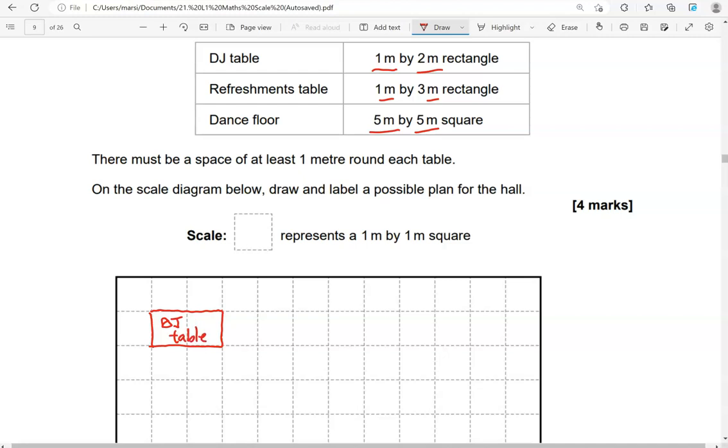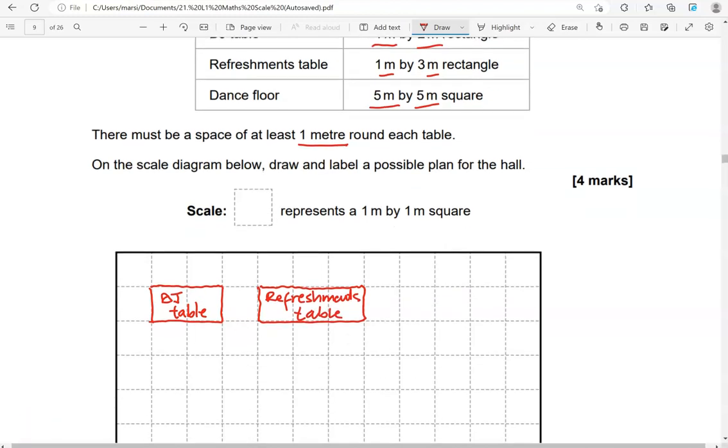And we've kept a space of 1 square around each table. At least for now, around the DJ table. Then we have the refreshments table, which is 1 meter by 3 meters. So I'm going to keep that space. So 1 by 3. And that is refreshments table.